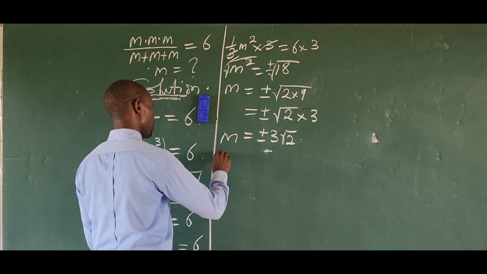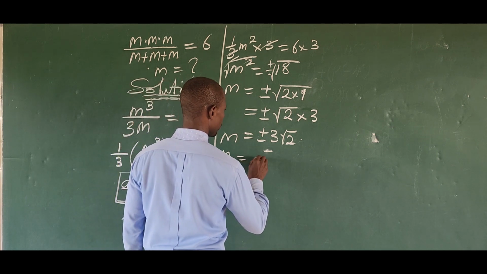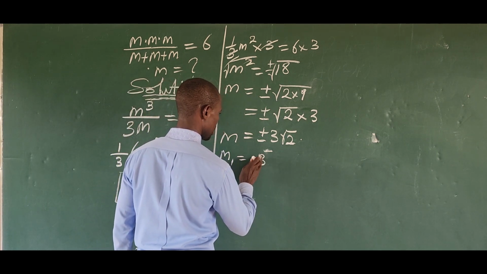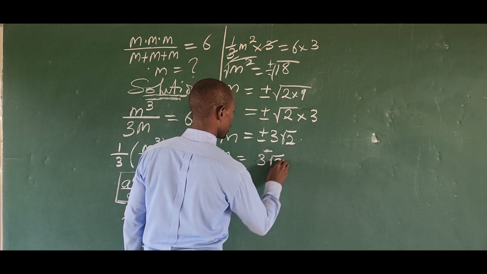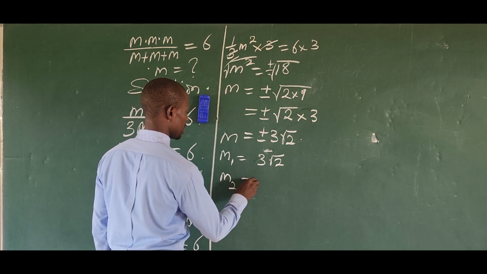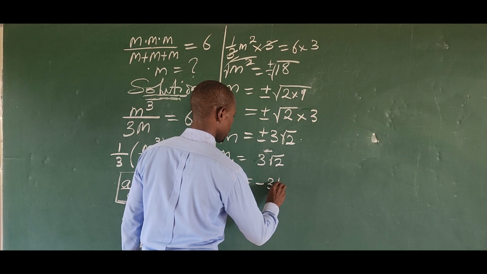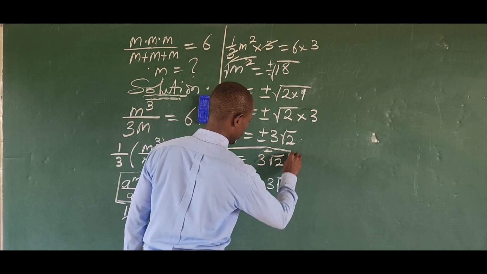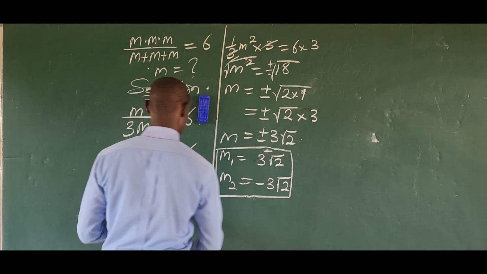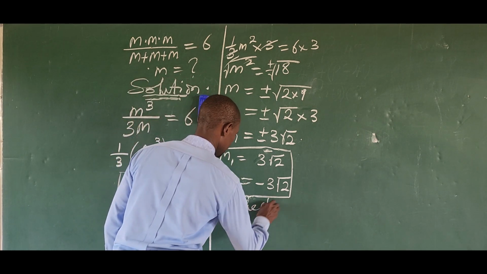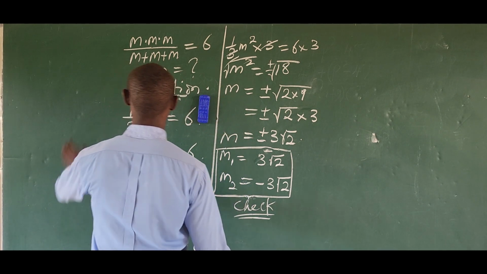Okay, so we have M1 equals 3 root 2, and M2 equals minus 3 root 2. Now we want to do a simple check. What is the check to this now? We want to take our check to know if this actually satisfies the equation.